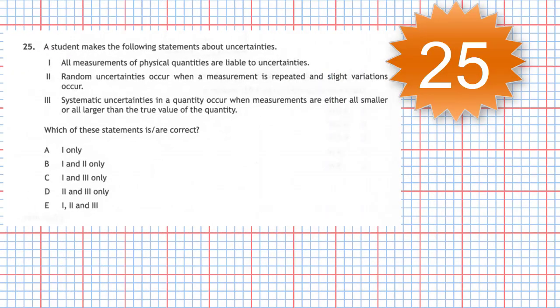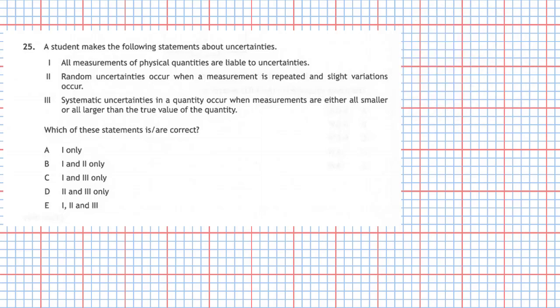Question 25 of Section 1 of the 2019 Higher Physics Examination. A student makes the following statements about uncertainties. 1. All measurements of physical quantities are liable to uncertainties. 2. Random uncertainties occur when a measurement is repeated and slight variations occur. Statement 3. Systematic uncertainties in a quantity occur when measurements are either all smaller or all larger than the true value of the quantity. Now let's go through each in turn and see which one is correct.